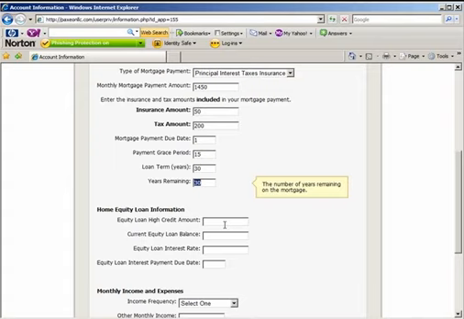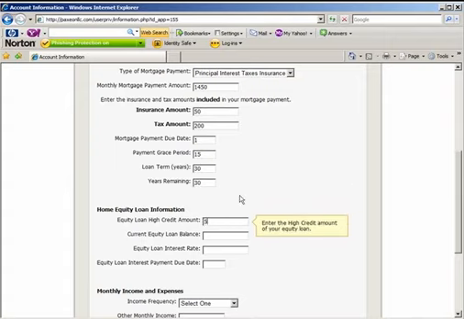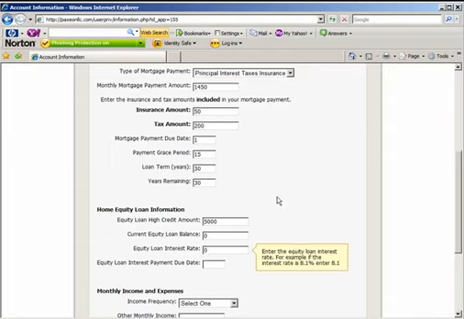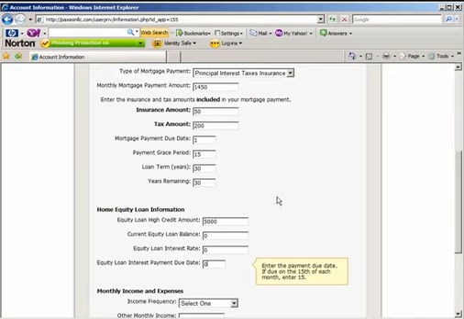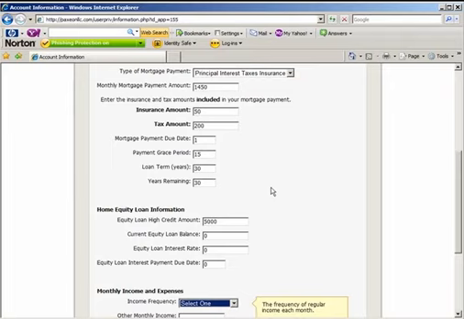So let's first illustrate if you had a savings account and chose to use that, how you would enter the data. Let's say your savings account has $5,000 in it. In the area where it says equity loan high credit amount, you would put in $5,000. Now you don't really have a balance, you just have a deposit balance of $5,000, so we're going to put 0 in this field. You're not being charged interest, so we're going to put 0 in that field. And you're not going to get a bill for an interest charge, so we put 0 in that field. That's how you would set it up if you were using a savings account.